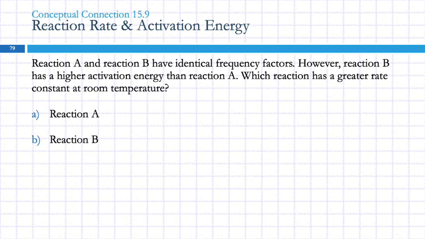Is the rate constant bigger or smaller for slower reactions? Smaller. Well, the rate equals the rate constant times some stuff. So if the rate is smaller, then the rate constant will be smaller as well. So because B has the higher activation energy and A is the lower, reaction A is going to be faster. So it's going to have the greater rate constant.